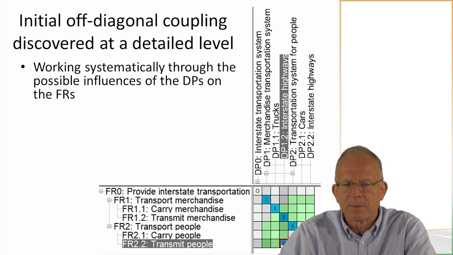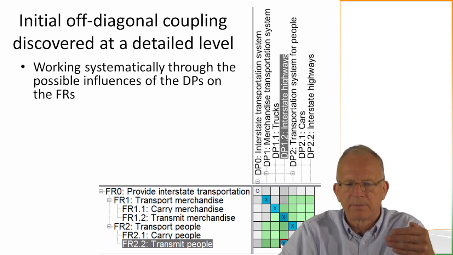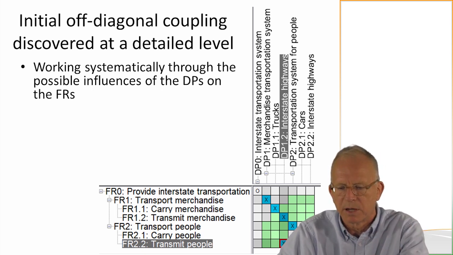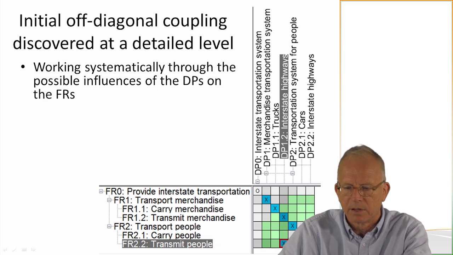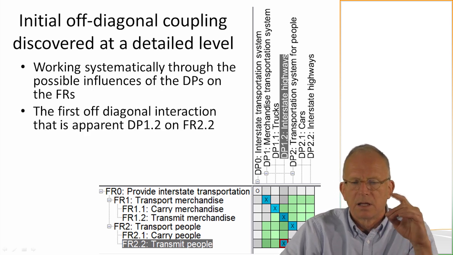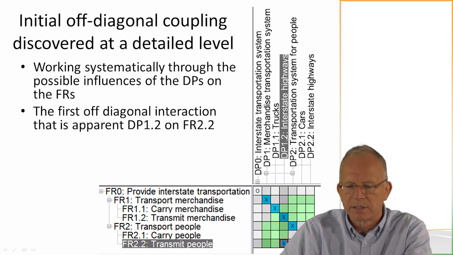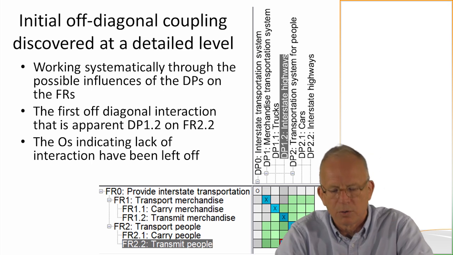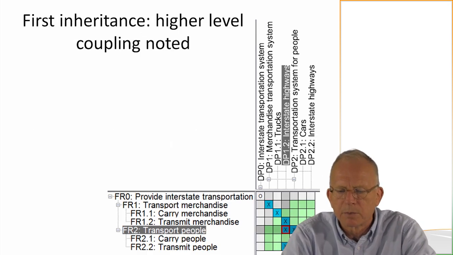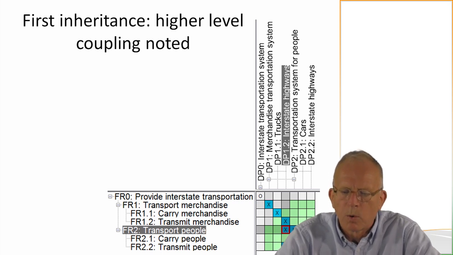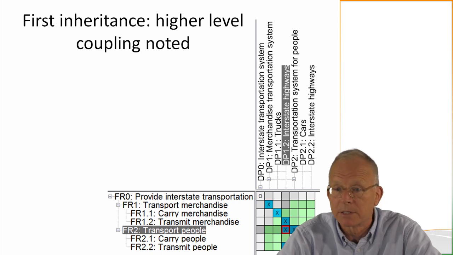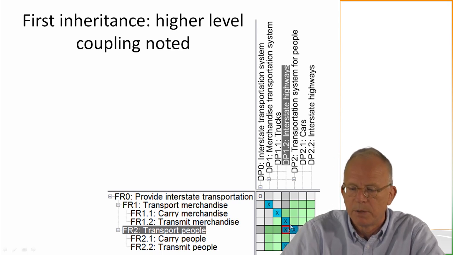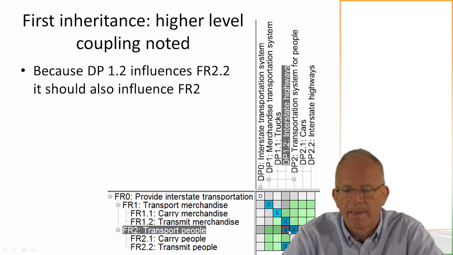So we're working systematically through the possible influences of the DPs on the FRs, and we come up here with an X. So this is the first place we're recognizing that there's coupling in this particular exercise. So we've left the O's off because we want to see what's going to happen next. So if DP 1.2 is influencing a child of transport people, then it must also be influencing transport people. So we'll include an X there.